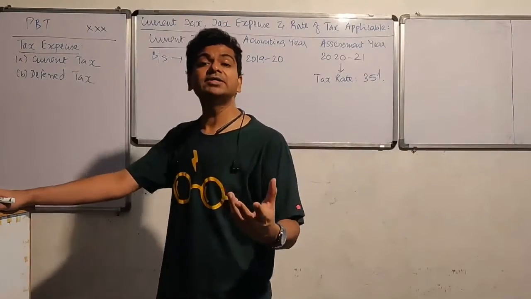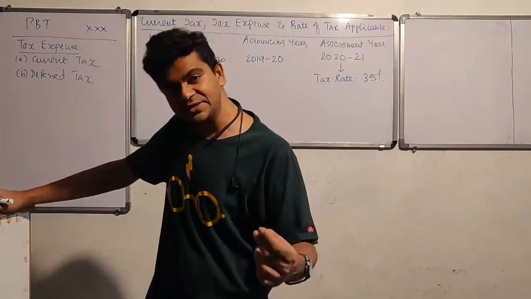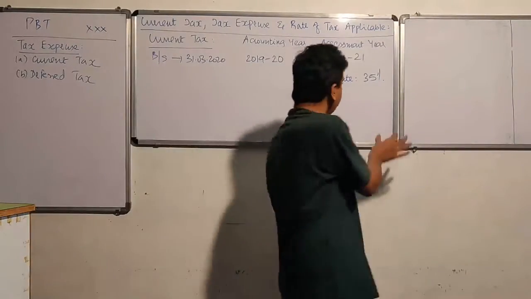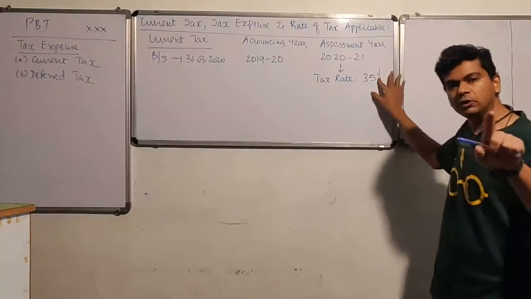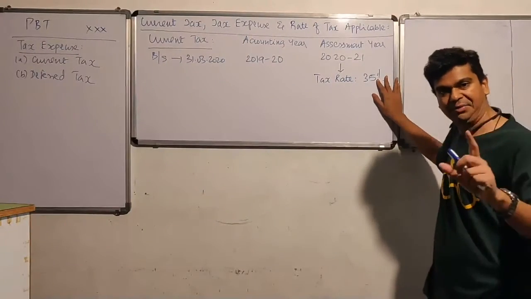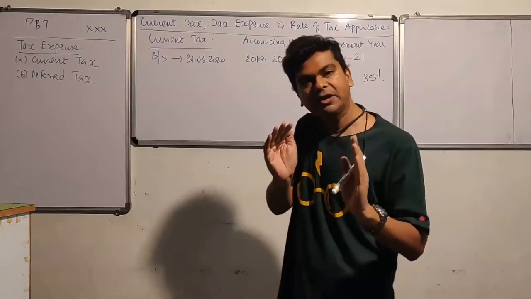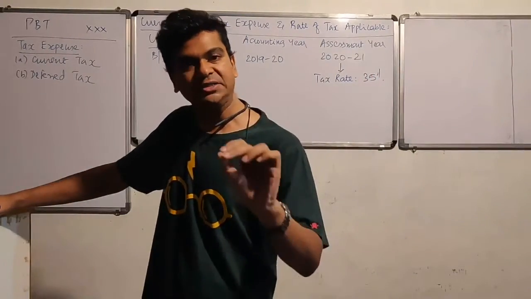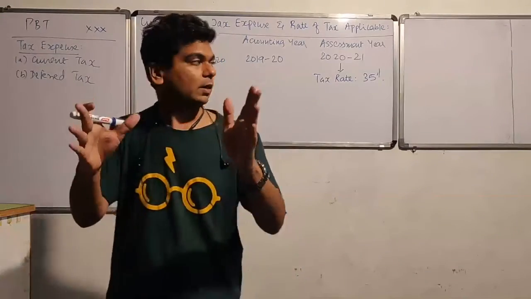In case if there are any surcharges, in case if there are any cesses, add the surcharges, add the cesses, and then whatever is the final tax rate, use that tax rate to determine what is going to be the income tax payable. Income tax payable for the current accounting year, I will call that as the current tax.